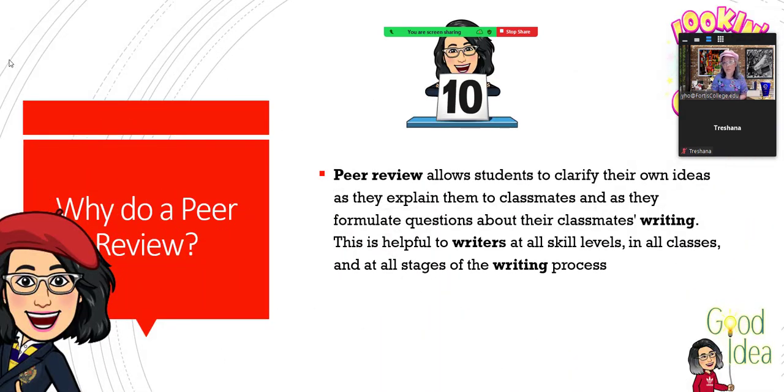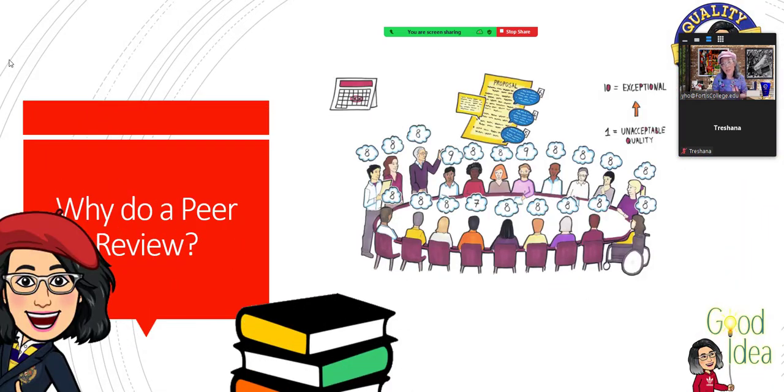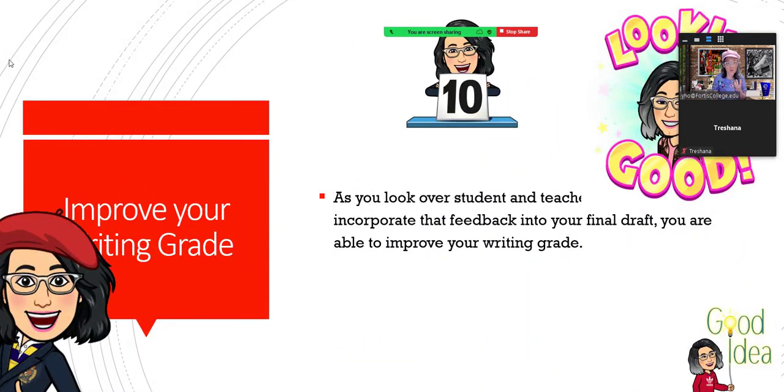Peer review allows students to clarify their own ideas as they explain them to classmates and as they formulate questions about their classmates' writing. This is helpful to writers at all skill levels, in all classes, at all stages of the writing process. And so as you give peer review to other people, you are also reinforcing your knowledge of the writing process and of your own knowledge of the essay structure.